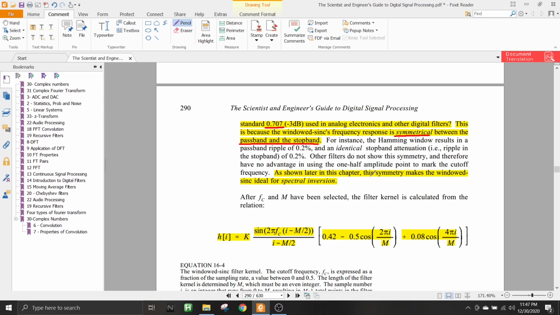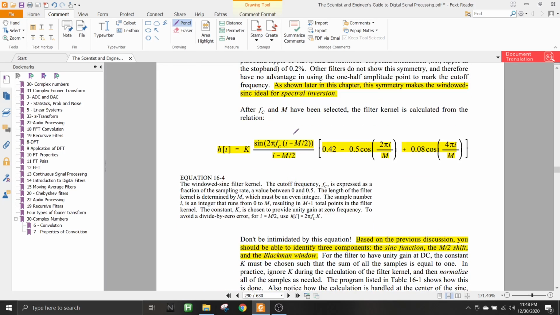As shown in the later chapter, this symmetry will make the window sinc filter ideal for spectral inversion. If we consider the FC cutoff frequency to be at the halfway region, it will help a lot in case of spectral inversion. So from a low pass filter, we can get a high pass filter using spectral inversion, and it becomes more accurate if we use the cutoff frequency at the halfway of the actual amplitude.